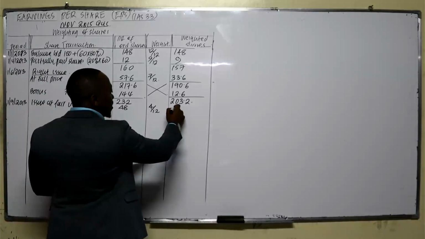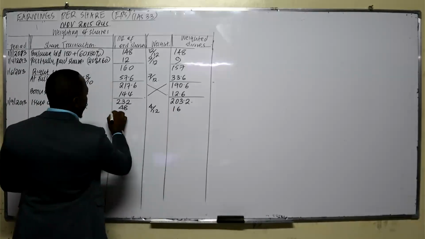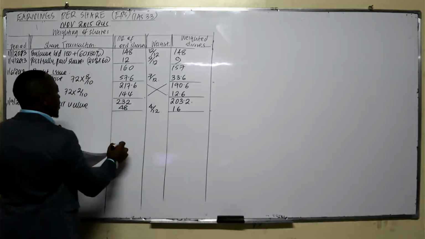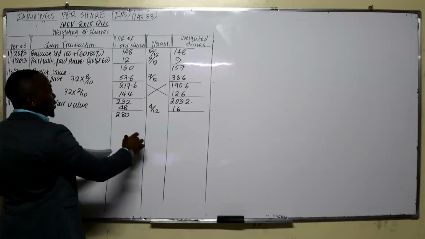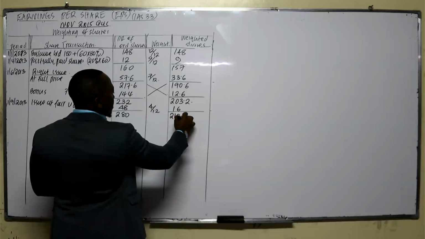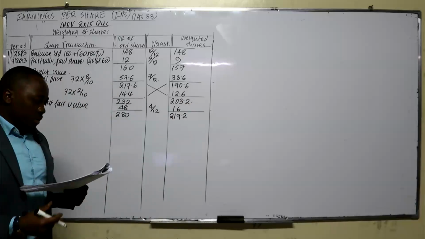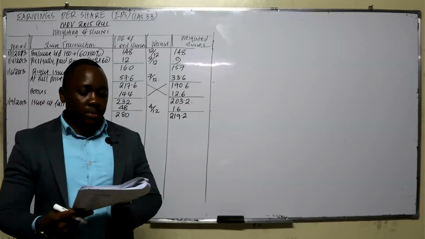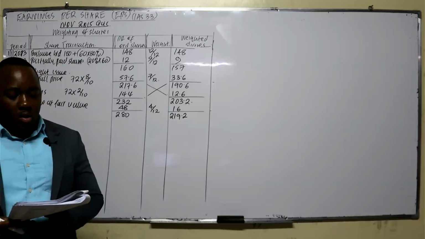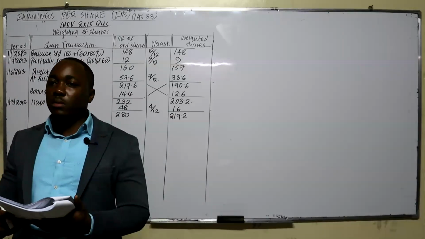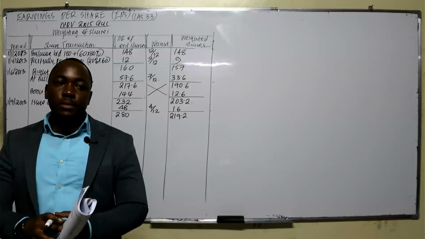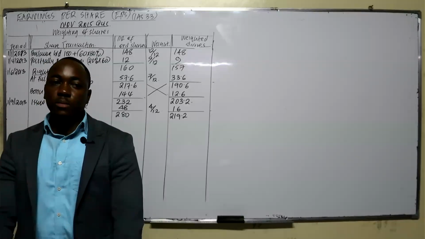You get? 16. Then you see that after every share transaction, you sum up. That's 280, and this is 219.2. Good. Number 4. On 1st of March 2014, how many months end of the year?